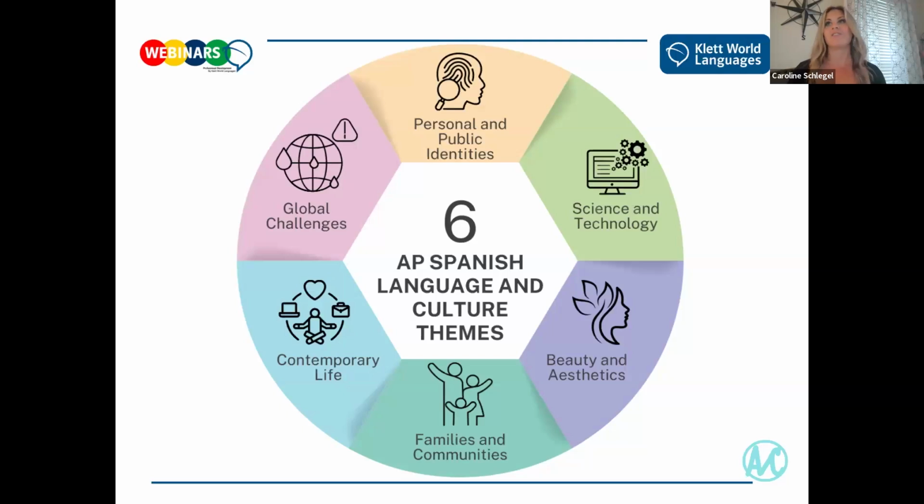We're looking at global challenges, personal and public identities, science and tech, beauty and aesthetics, families and communities, and contemporary life. What those 6 themes look like in each respective level may be a little different, but it's really important to start hitting on them in level 1, because if the first time that they understand the 6 AP themes is in AP, it's too late at that point. We have to begin when our students are new to us, exploring these things, exploring culture and exploring vocabulary that is relevant to these 6 themes.